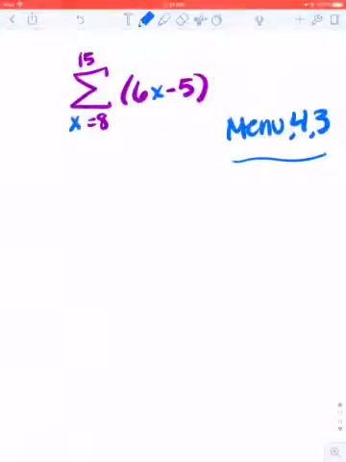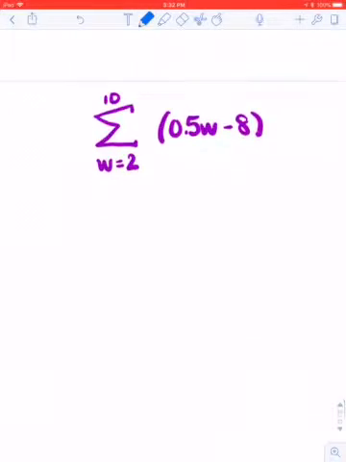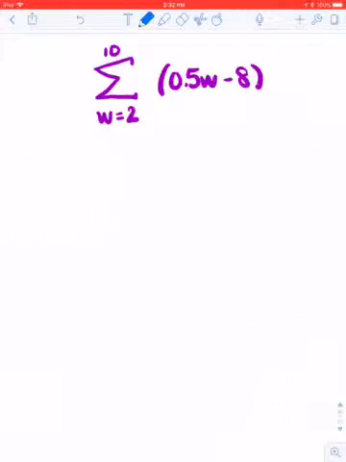So if I go back to this, I know this is going to equal 512. Want to make sure, though, that you're good with the fact that you have to put an X in instead of the P that was there. Okay, let's look at one more. So I have the summation notation, and you'll notice in this one that there are W's. So our first job is to get rid of those and to make them X's. And then this is a menu 4-3 kind of thing.